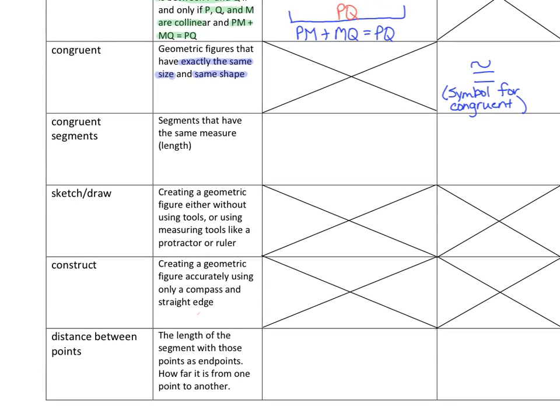So what does that mean for us in terms of segments? If we want to talk about congruent segments, they are segments that have the same measure or the same length, some unit of measure. So now let's talk about how we would sketch congruent segments to begin with.